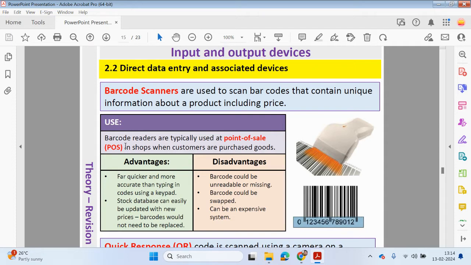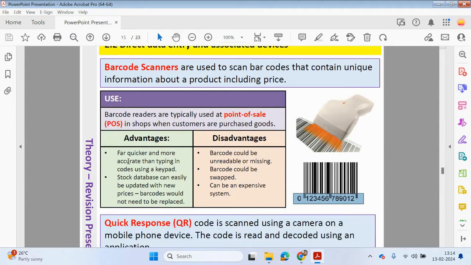Barcode readers are used to scan barcodes that contain unique information about a product, including price. Barcode readers are typically used at point of sale in shops when customers are purchasing goods. It's quicker and more accurate than typing in codes using a keyboard. Stock databases can easily be updated with new prices. Barcodes would not need to be replaced. However, barcodes could be unreadable or missing. Barcodes could be swapped, and it can be an expensive system initially to set up.